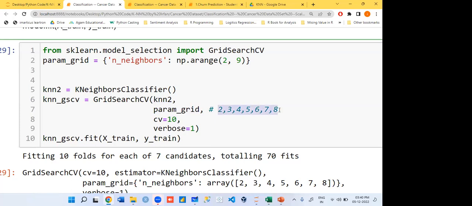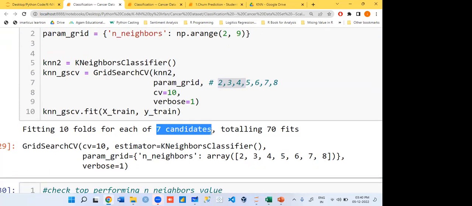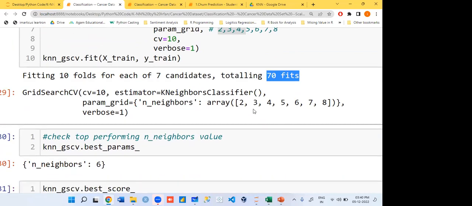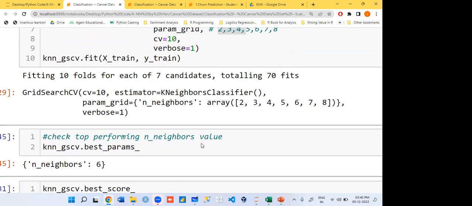How many combinations we have, guys, over here? 7. So 7, each combination repeat 10 times. Total we have 70. This is clear. Out of 70, which is the best combination for us?